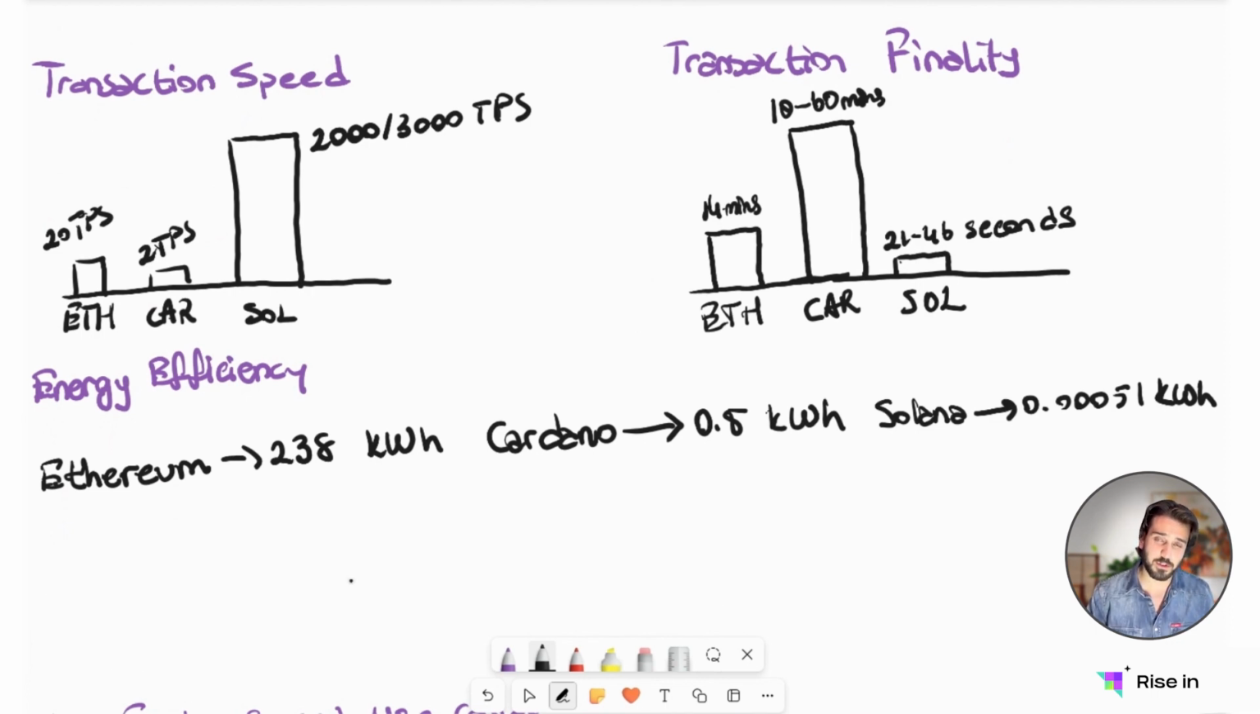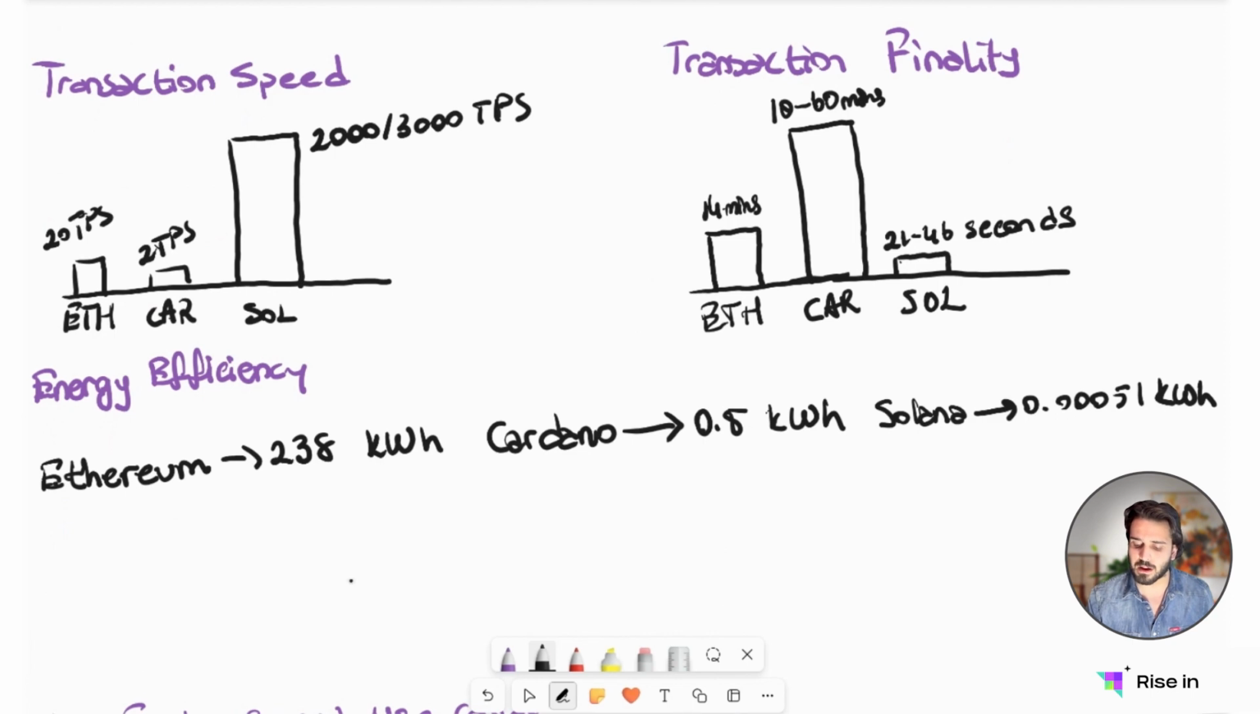And if we look at the energy efficiency, as you know, energy efficiency is very important for blockchains, because that's one of the whole reasons why proof of stake and other alternative consensus mechanisms were developed, because Bitcoin, which uses proof of work, was not energy efficient. So it's very important for a blockchain to be energy efficient, for it to be scaled and be more sustainable in the future. So for the energy efficiency, when we look at Ethereum, it's 238 kilowatt hours. With Cardano, we have 0.5, which is a very, very nice improvement.